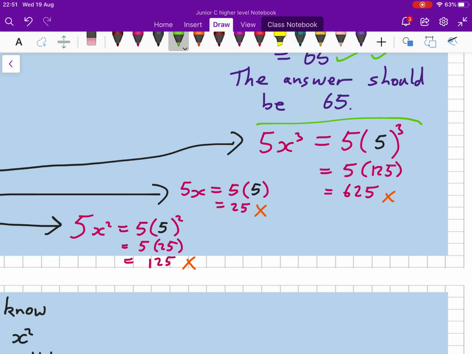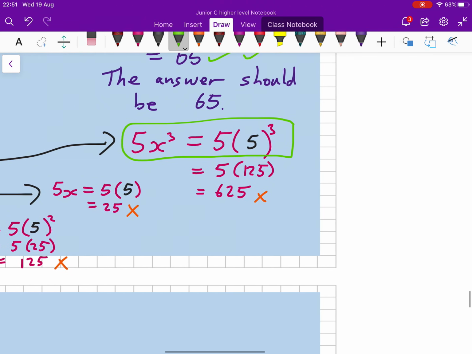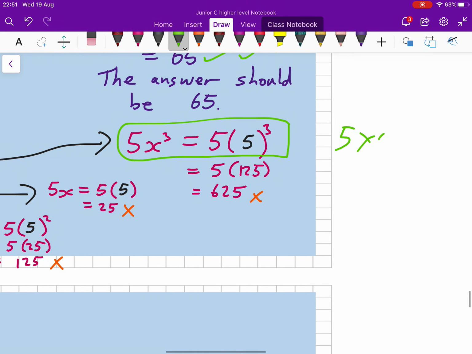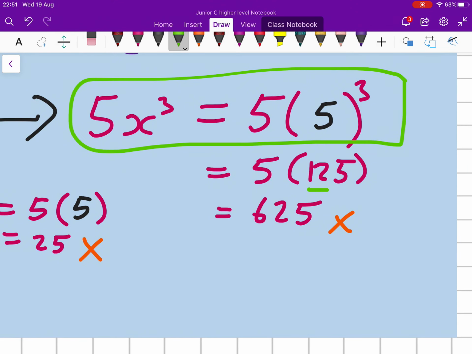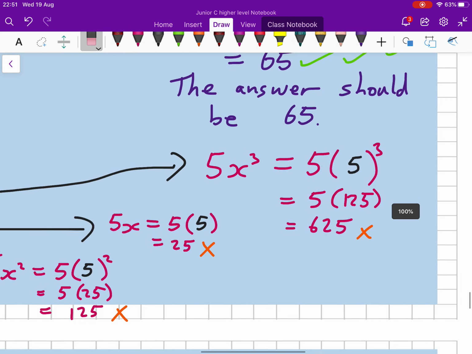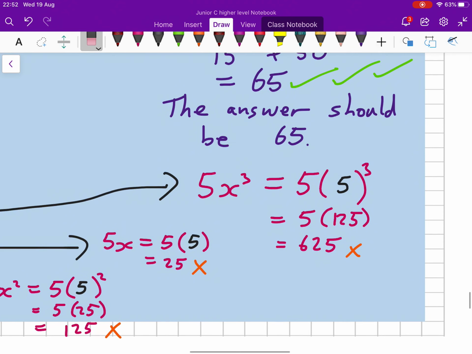Over here, when we're doing the cubed, 5 cubed means 5 by 5 by 5. 5 times 5 times 5 is 125. So that's where 125 comes from. We still need to multiply that by the 5 that's outside the bracket. And so that gives a total of 625, and we can see it's wrong. We know the answer should be 65.